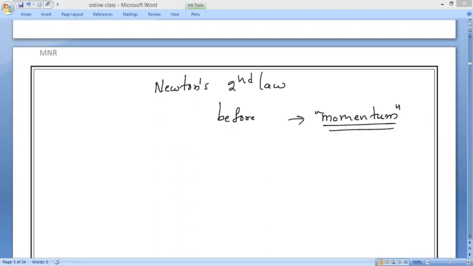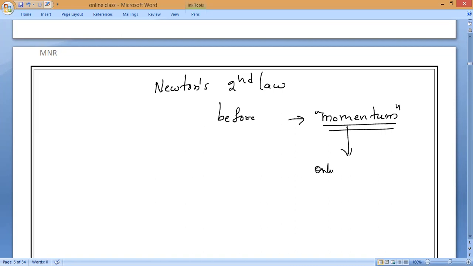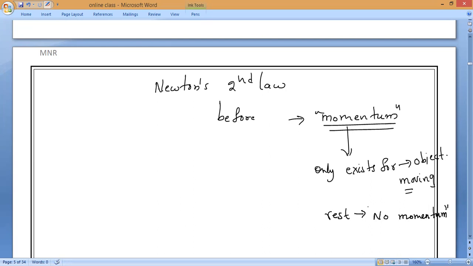Of course, you might not understand momentum yet, but the point you have to remember before studying momentum is this: momentum is only present for which objects, guys? Objects which are in motion or moving. Objects which are moving have momentum. If the object is in a state of rest, we say there is no momentum. That is the first thing you have to remember.